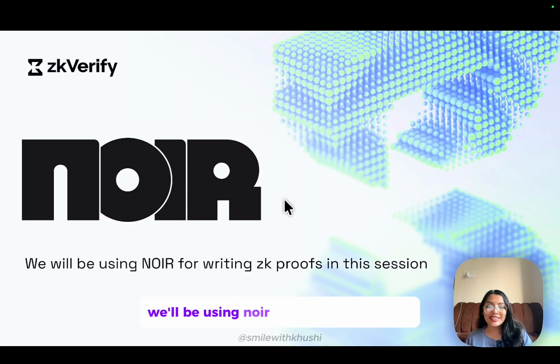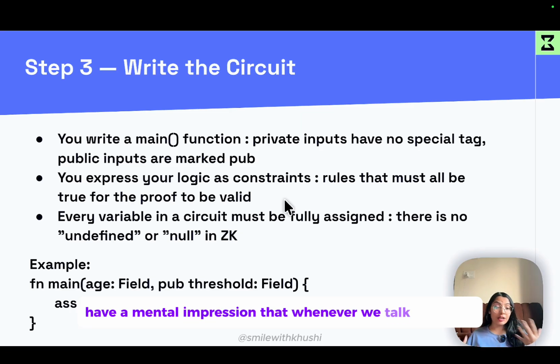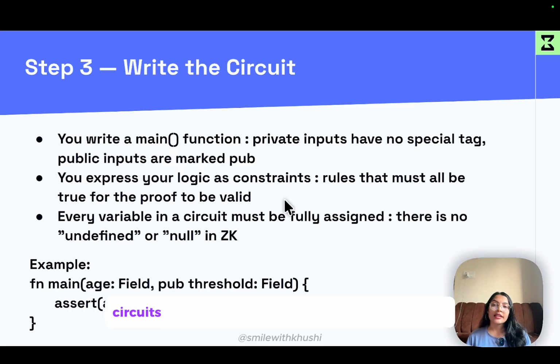We'll be using Noir for writing ZK proofs. Now, third, you have to write the circuit code. Just keep it in mind. Circuit, just have a mental impression that whenever we talk about ZK circuits, it is basically the piece of code that contains the logic for your ZK proofs.